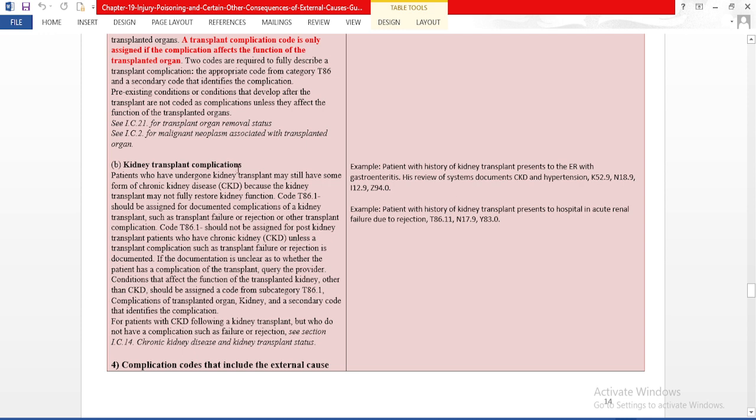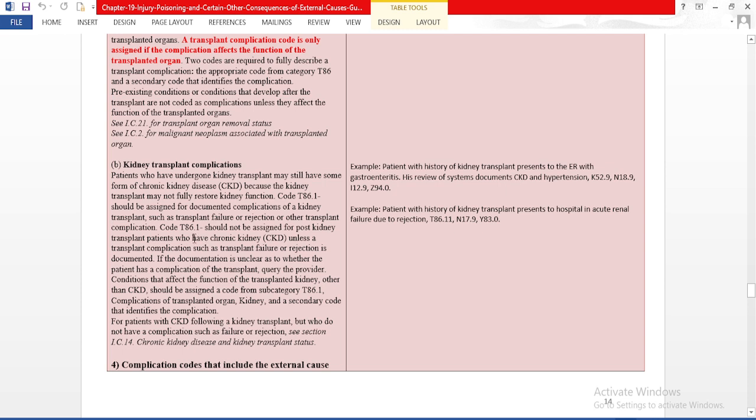Next one, kidney transplant complications. Patients who have undergone kidney transplant may still have some form of kidney disease, because the kidney transplant may not fully restore kidney function. Code T86.1 should be assigned for documented complications of kidney transplant, such as transplant failure or rejection or other transplant complications. So even though the patient has a kidney transplant, that kidney transplant will not completely reduce the kidney disease. So we need to code CKD stage also along with the kidney complication.